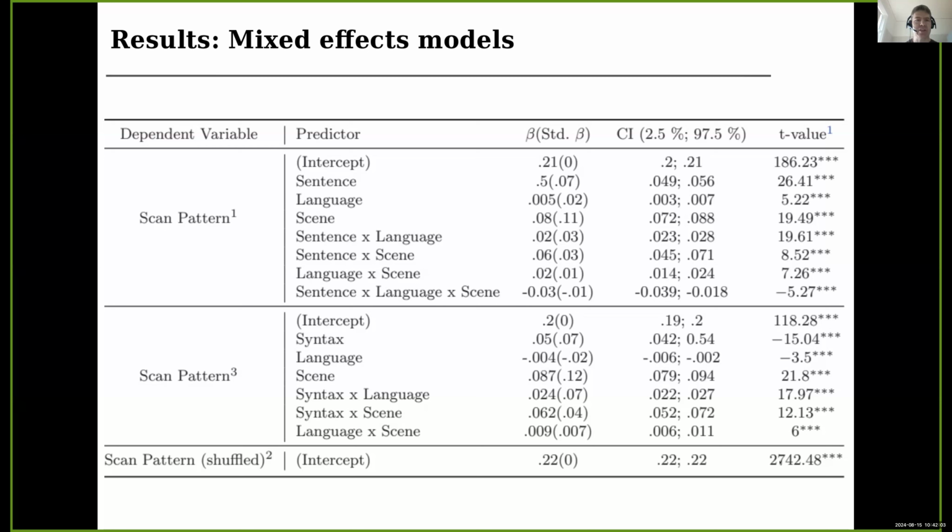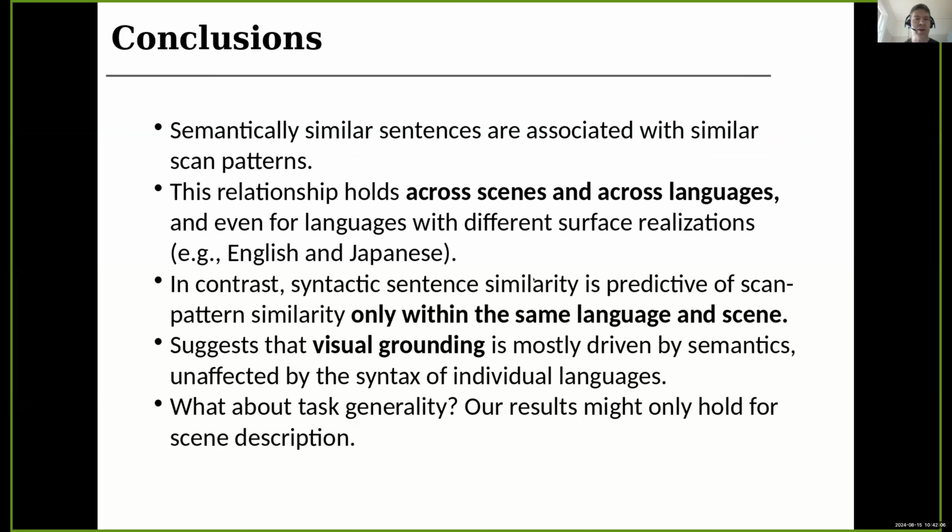All right, so that's all we have time for. Quickly to summarize what we've seen. I have argued that semantically similar sentences are associated with similar scan patterns. We have seen that this relationship holds across languages and across scenes. So within languages, it doesn't seem to depend on the language. Even for languages that are different from English, like Japanese, it seems to hold. And it even holds across two different pairs of languages and also across different scenes.